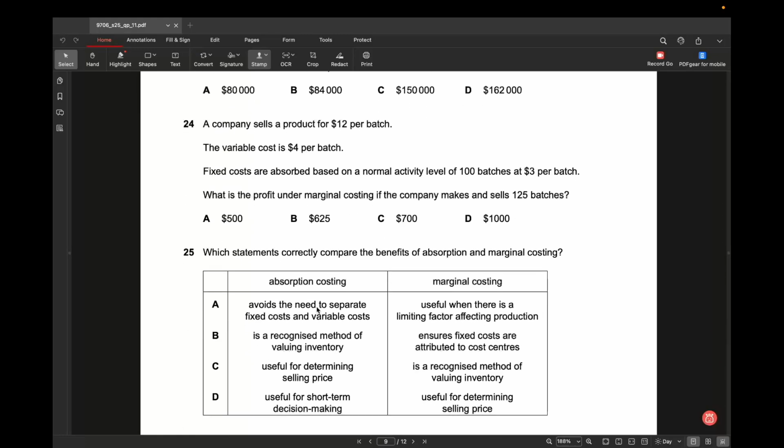Let's go to 24. A company sells a product for $12 per batch. The variable cost is $4 per batch. Fixed costs are observed based on the normal level of activity, which is 100 batches at $3 per batch. And we need to calculate what is the profit under marginal costing if the company makes and sells 125 batches.